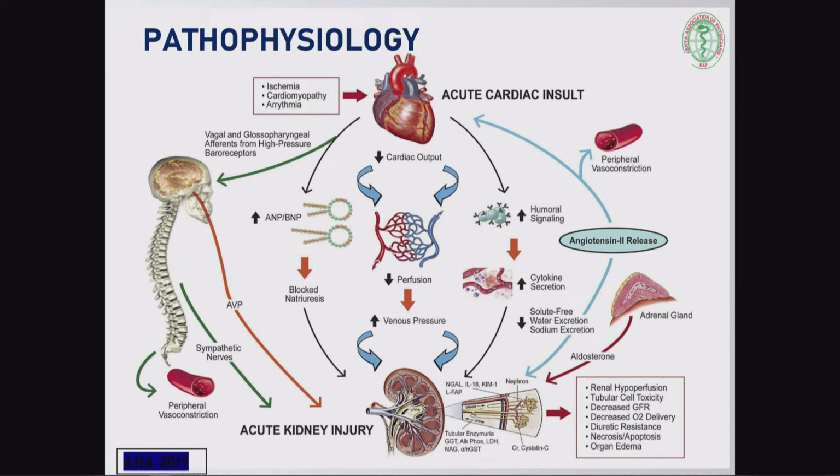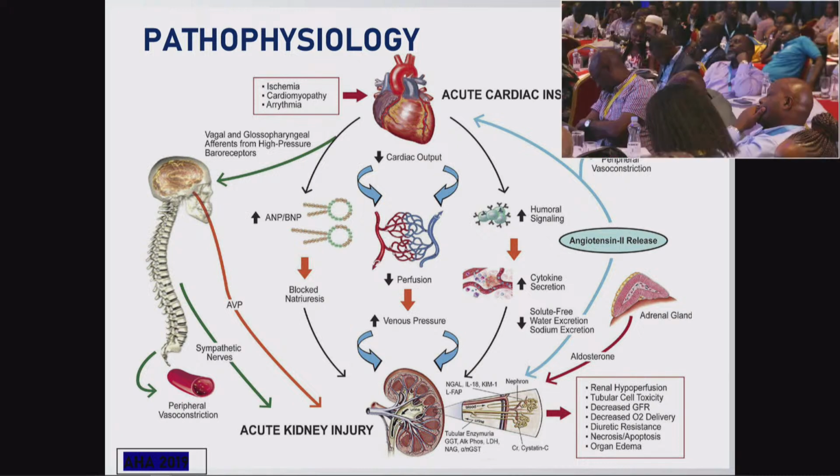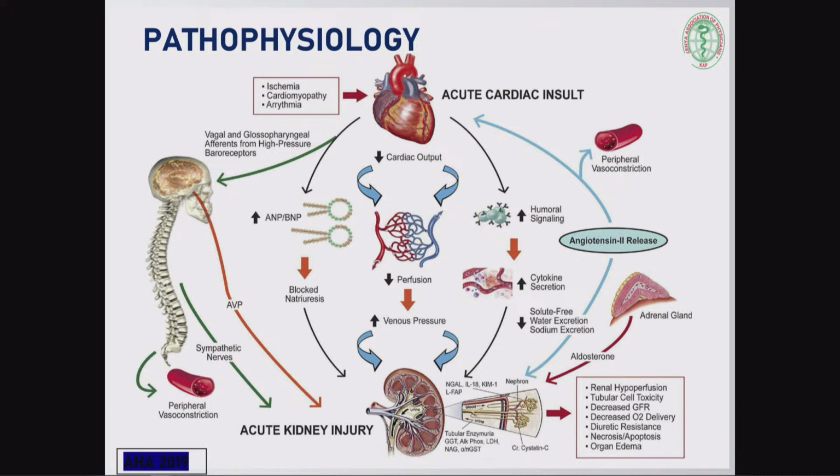So this cartoon is a little busy, but it's showing the pathophysiology of how you get the cardiorenal continuum. It can come either from the cardiac side or from the kidney side. The sympathetic system is involved. You also have your atrial natriuretic peptide ANP and BNP, which end up blocking the natriuresis. Perfusion is involved and you have increased venous pressure. Humoral signaling increases your cytokine secretion. You also have peripheral vasoconstriction, releasing angiotensin, and the adrenal gland releases aldosterone that can cause a lot of fibrosis.